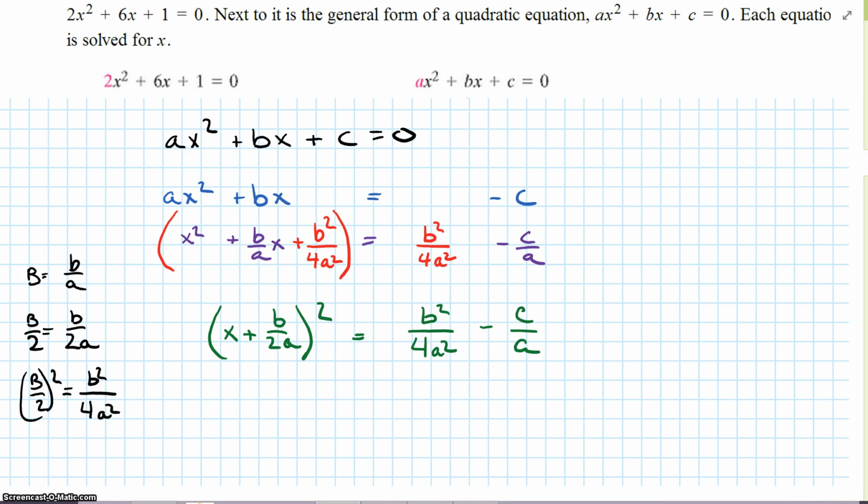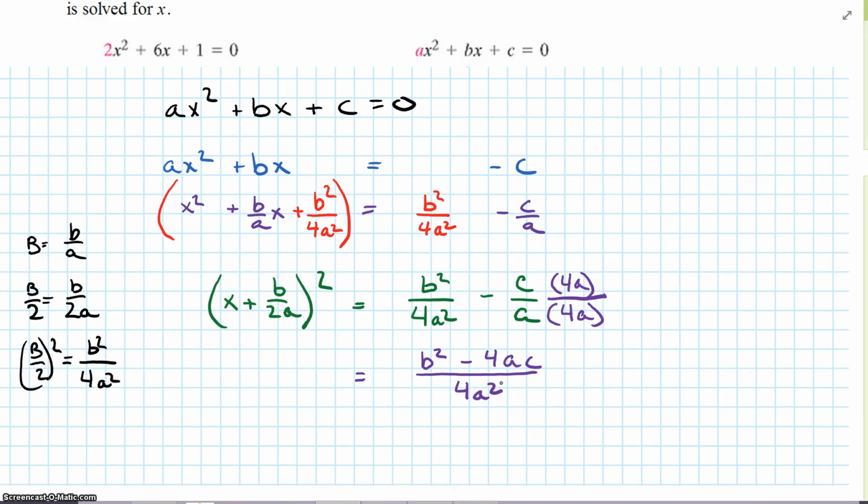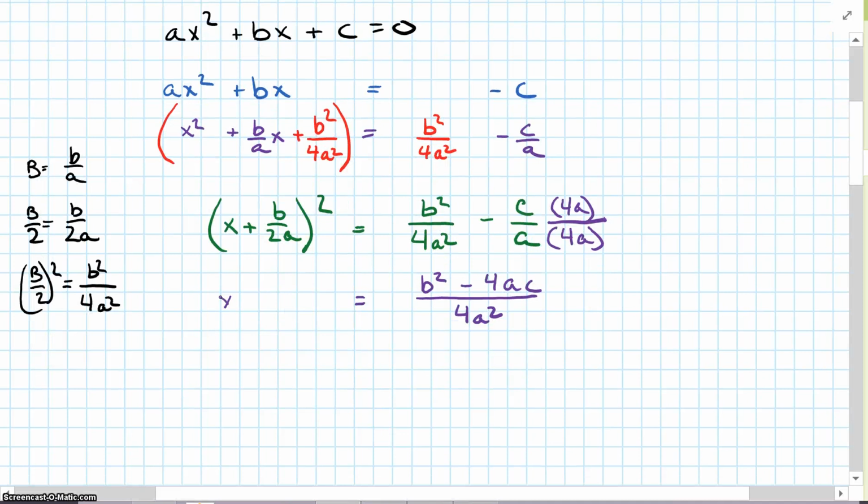Now I want to add those terms together on the right side, but I have to get the denominators to be the same. So I need to multiply the top and the bottom of one side to be the least common denominator, which would be 4a squared. So I'm going to get it to be equal to b squared minus 4ac all over 4a squared. See how I combine like terms? And then since the denominator is the same on both, I can combine it. The left side's still going to be x plus b over 2a squared.